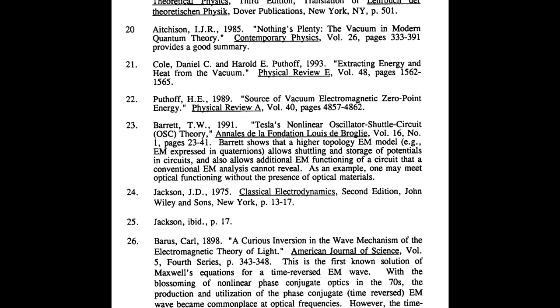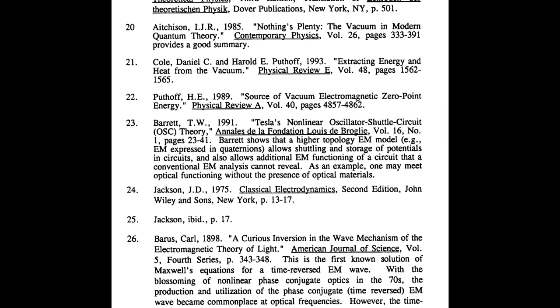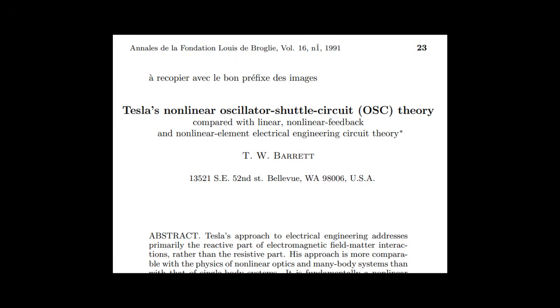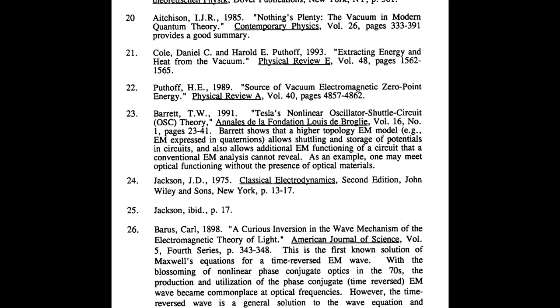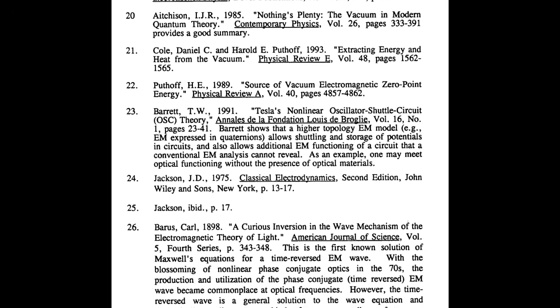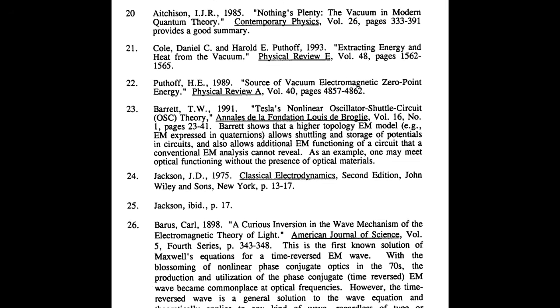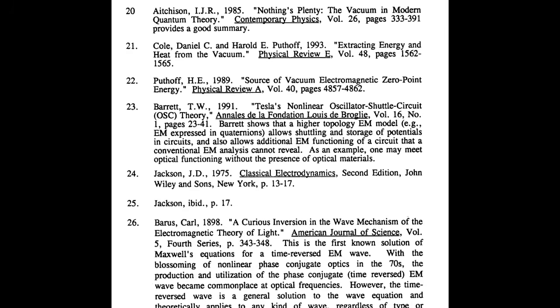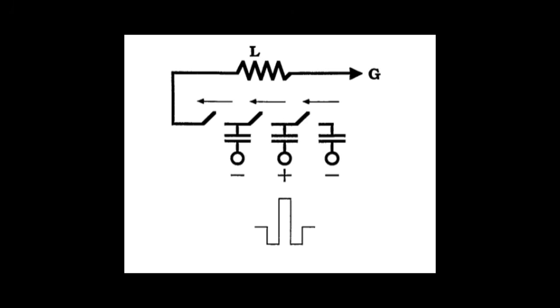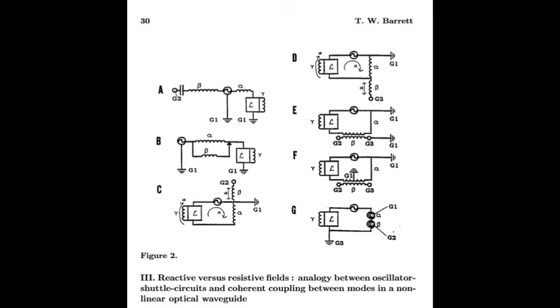Barrett, T.W., 1991. Tesla's Nonlinear Oscillator Shuttle Circuit, OSC Theory. Annales de la Fondation Louis de Broglie, Volume 16, Number 1, pages 23 to 41. Barrett shows that a higher topology EM model, e.g., EM expressed in quaternions, allows shuttling and storage of potentials in circuits, and also allows additional EM functioning of a circuit that a conventional EM analysis cannot reveal. As an example, one may meet optical functioning without the presence of optical materials.